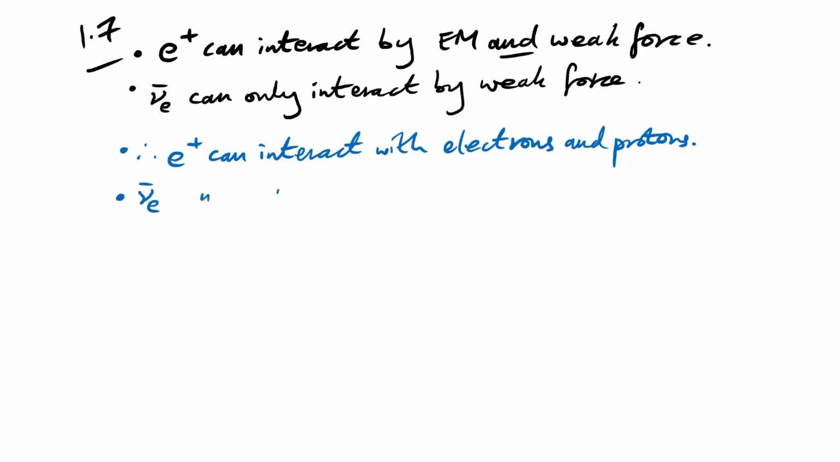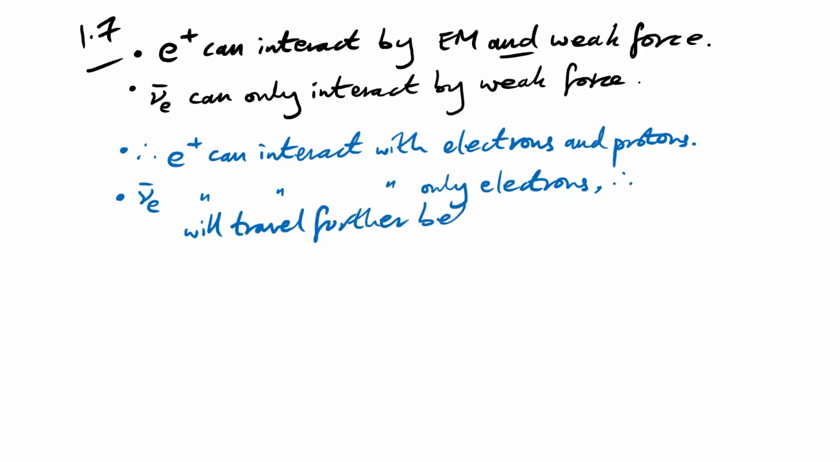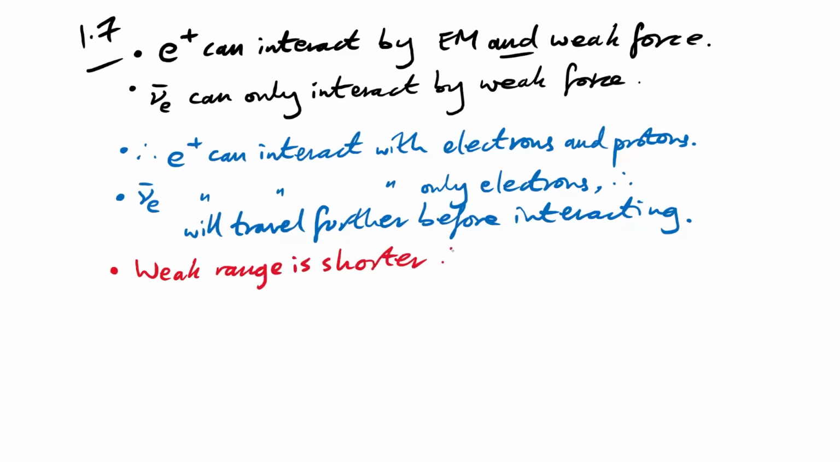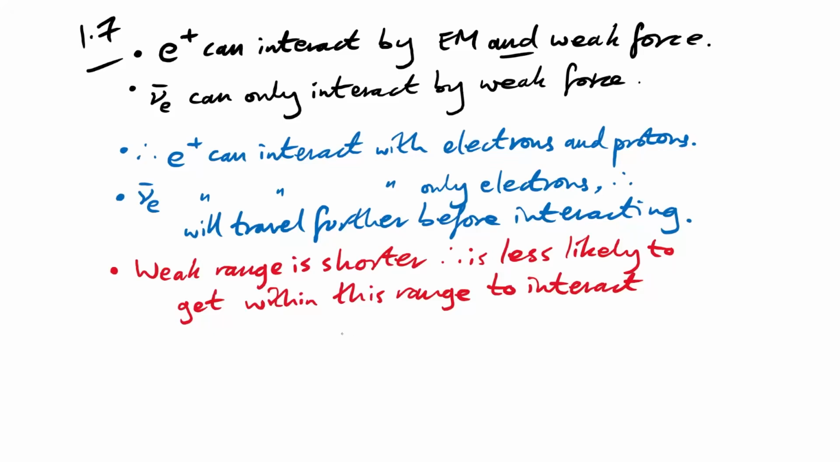Electron neutrino can interact with only electrons. Therefore, it will travel further before interacting. But they've also told us about the range as well, so we could add one more point in here. Weak range is shorter. Therefore, it is less likely to get within this range to interact with particles. And we can say electrons, because that's the only thing that they're going to interact with.